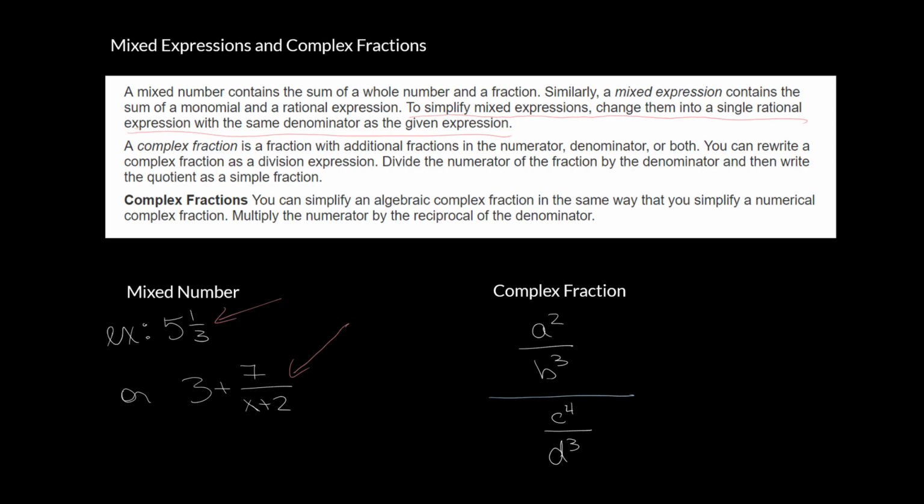A complex fraction is a fraction with additional fractions in the numerator, the denominator, or both. So you can see this example of a complex fraction. It's a fraction within a fraction, pretty much. You can rewrite a complex fraction as a division expression. So you would multiply by the reciprocal of the denominator. To simplify this mixed expression, you would change it into a simple rational expression with the same denominator as the given expression. So I'm going to show you how to do those things in the next slide.